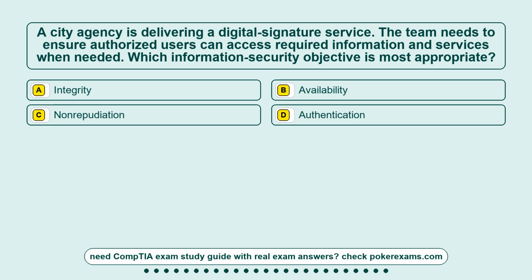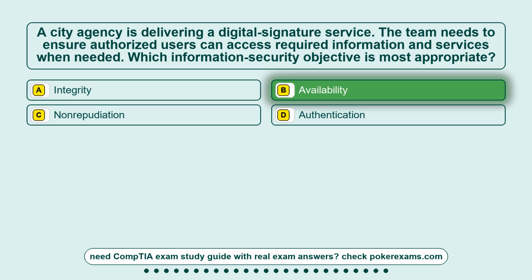Question 9. A city agency is delivering a digital signature service. The team needs to ensure authorized users can access required information and services when needed. Which information security objective is most appropriate? Option A, integrity. Option B, availability. Option C, non-repudiation. Option D, authentication.